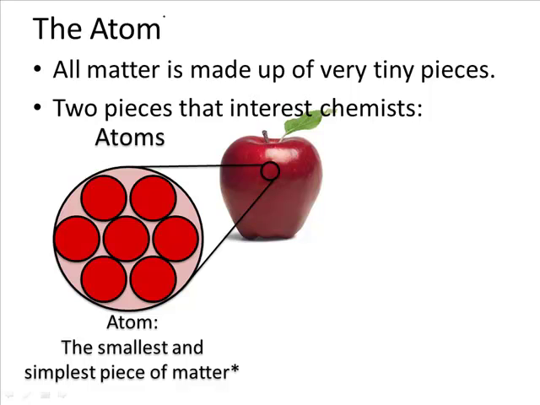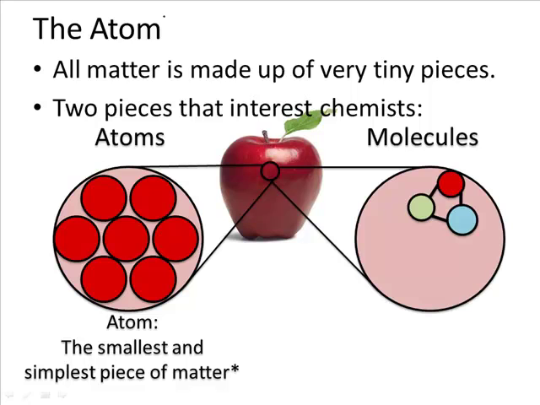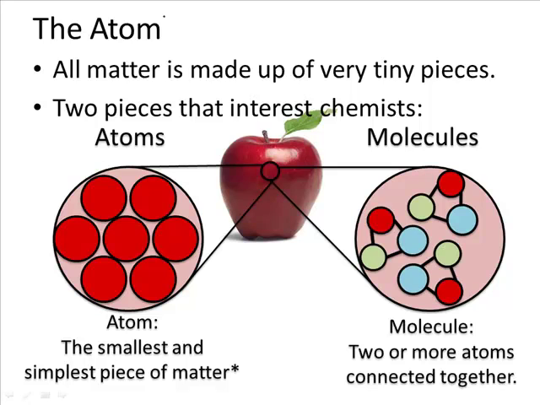The other type of piece of matter that chemists are interested in are what are called molecules. We'll see a lot of times when you study the human body, you're not as interested in the atoms as what they come together to make, which are molecules. Molecules are collections of atoms that have been connected together. Anytime you bond two or more atoms to each other, and that's something we'll look at in a lot more detail this quarter, you have what's called a molecule.